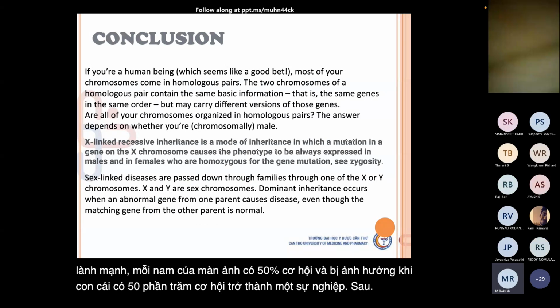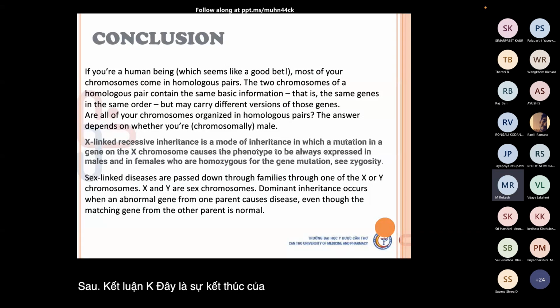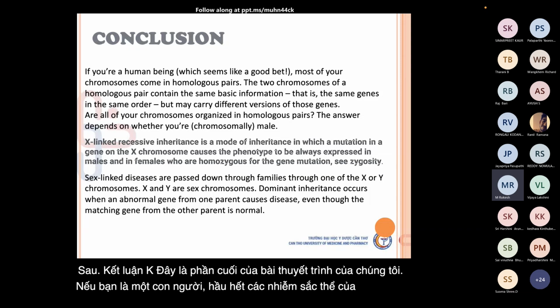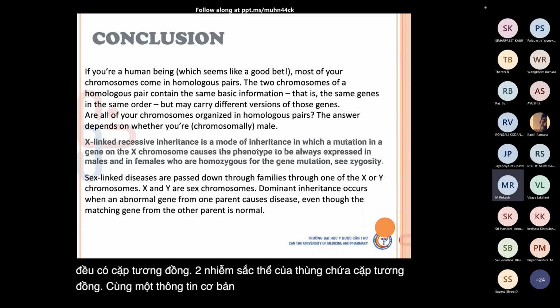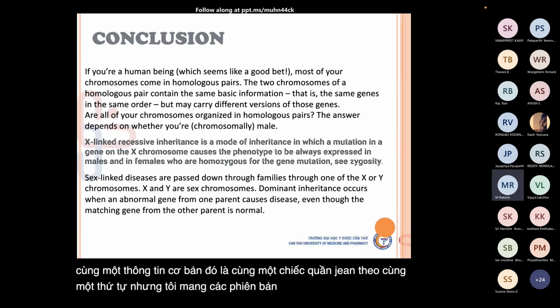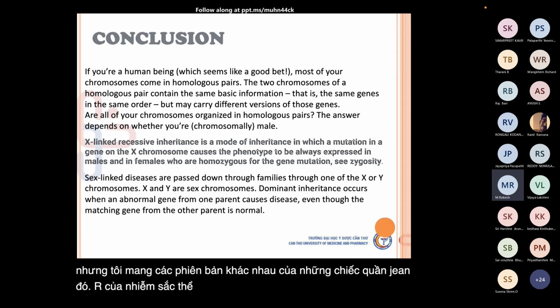Conclusion. This is the end of our presentation. In human beings, most of our chromosomes come in homologous pairs. The two chromosomes of a homologous pair contain the same basic information, that is, the same genes in the same order, but may carry different versions of those genes. Are all of your chromosomes organized in homologous pairs? The answer depends on whether you are male or female.